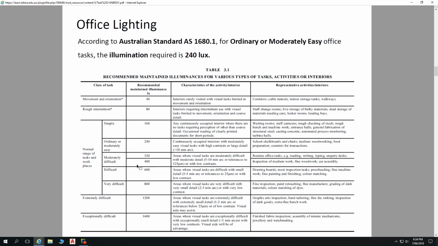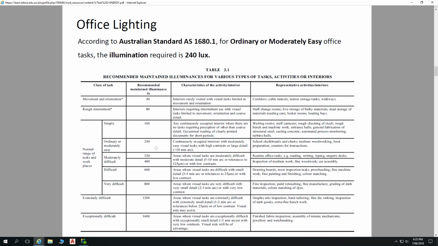So the various different illumination levels are set out here in this table. Let's have a look at the range of different tasks. Those lumens as they are at the desktop are measured in lux, and that's how it's presented in this table. So interior that is rarely visited, with visual tasks limited to movement and orientation, requires only 40 lux at the workplace, at the work site.